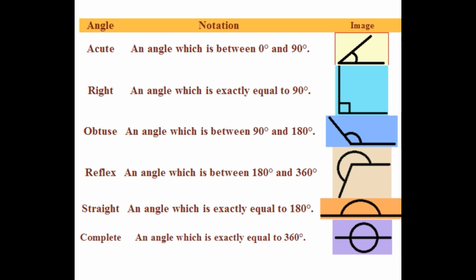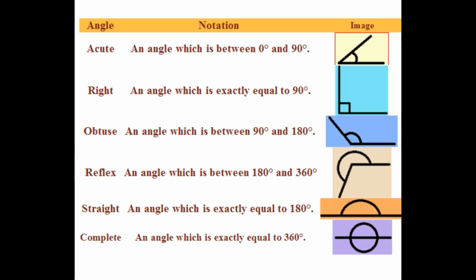Then you come to the next picture. Reflex angle. What is a reflex angle? An angle which is more than 180 and less than 360 is called a reflex angle. See the next image. It is more than 180 degree. So it is called a reflex angle. Then straight angle. What is a straight angle? An angle which is exactly equal to 180 degree. See the diagram. That is a straight angle. Clear? Exactly 180 degree.